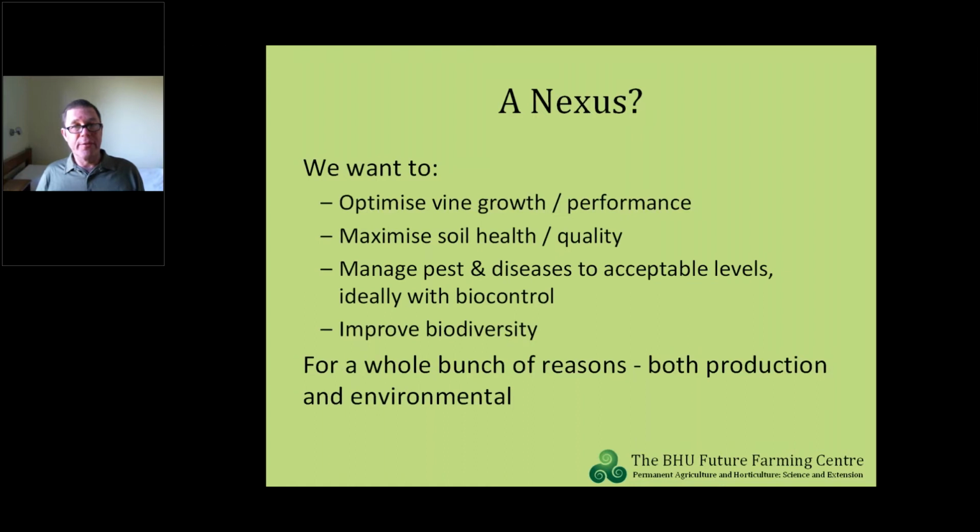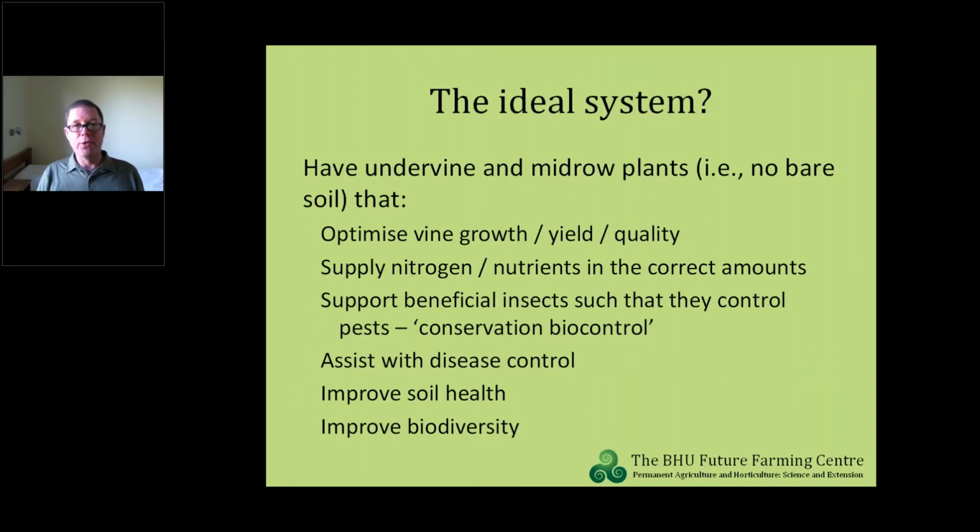Fairly obviously from that list, the things we want to do are have great vine performance, whether we're aiming for yield or quality in our wines and grapes. We need to improve our soil quality and health. Ideally, we want to get some pest and even disease control out of changing how we manage the vineyard floor, and the biodiversity. Those are both for internal reasons: we want a better functioning, more resilient, more productive and more profitable vineyard, but also addressing the environmental concerns as well.